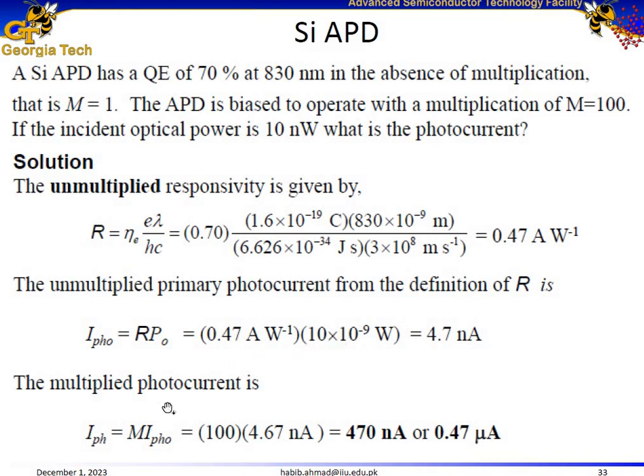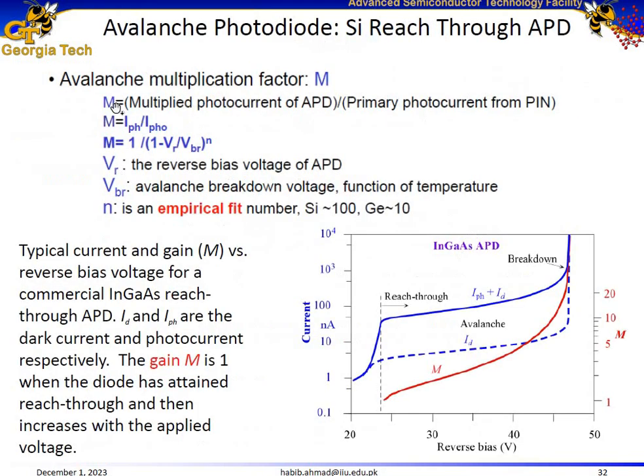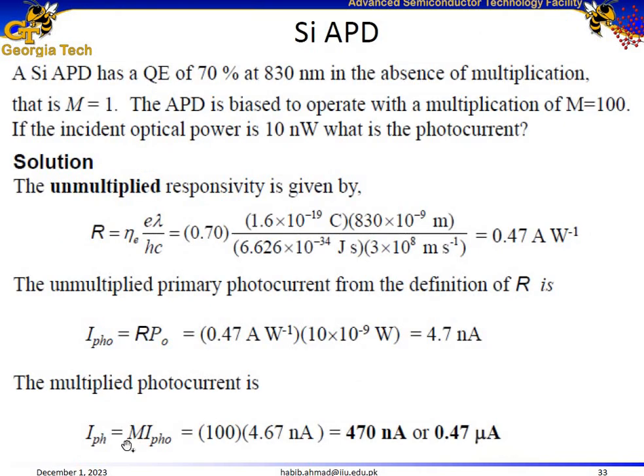And then from the definition of the multiplication factor, we know that M is equal to the multiplied photocurrent divided by the primary photocurrent. So the multiplied photocurrent is equal to multiplication factor times the primary photocurrent. So here is how you calculate the multiplied photocurrent, equal to multiplication factor 100 times the primary photocurrent. So multiplied photocurrent comes out to be 470 nanoamps.